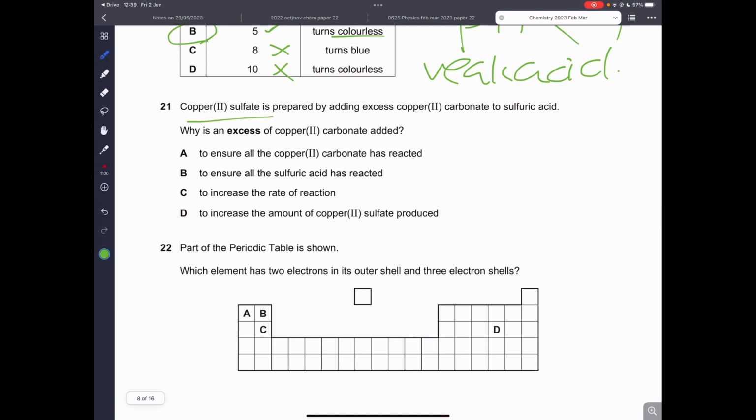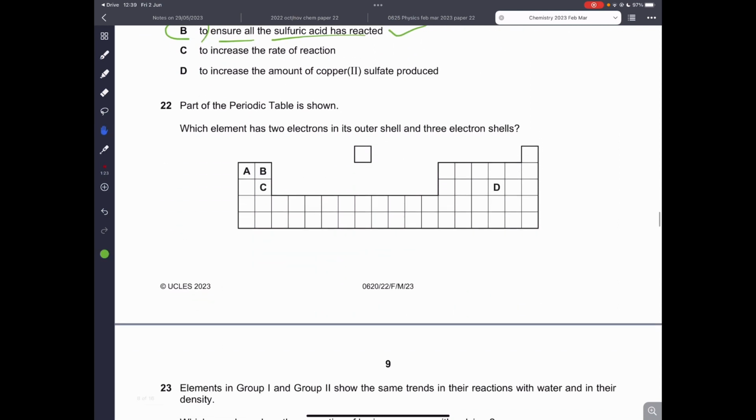Question 21. Copper(II) sulfate is prepared by adding excess copper carbonate to sulfuric acid. Why is an excess of copper carbonate added? Well, this is because, remember, it is insoluble, and it is added to the sulfuric acid to ensure that all of the sulfuric acid has been reacted. So B is the correct answer.